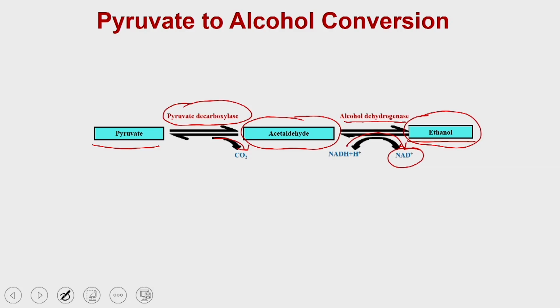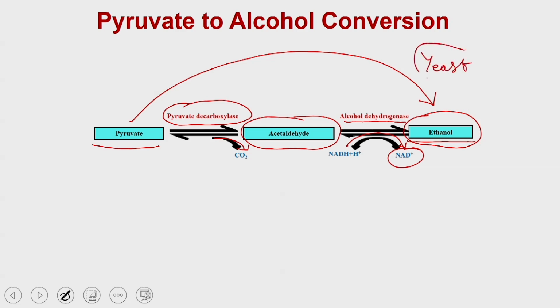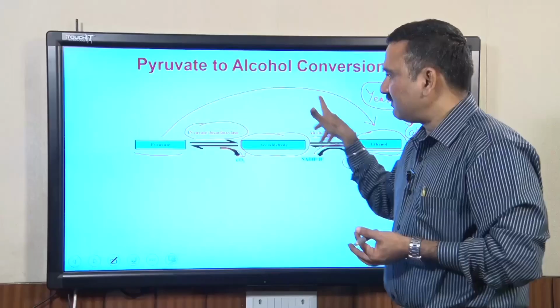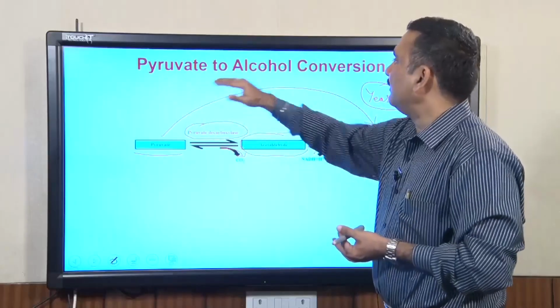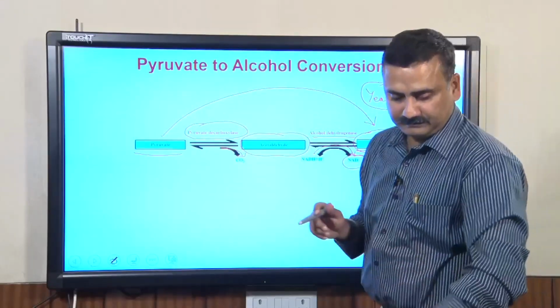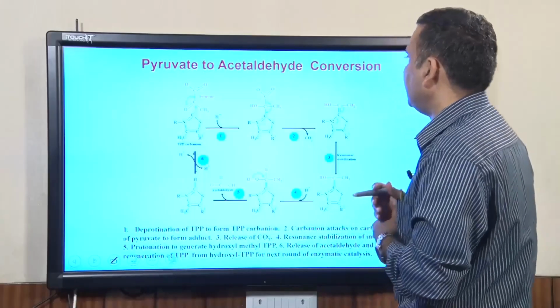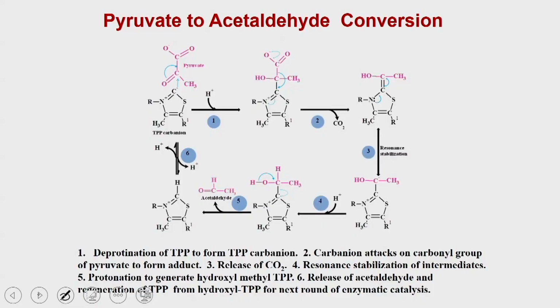So, in this process the pyruvate is getting converted into the ethanol, and these are the reactions which very often occur in the yeast, and that is how people are using the yeast to produce the alcohol. So let us see what are the different intermediates, or what is the mechanism of the pyruvate to alcohol conversion. As I said, this is a two step reaction. In the first step, the pyruvate is getting converted into the acetaldehyde.